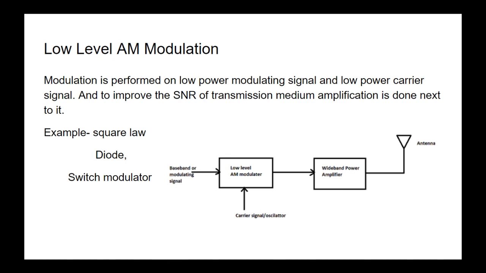The block diagram of low level amplitude modulation is shown in the figure. Here we do modulation of the baseband signal and carrier signal, which are at low power, and then we perform power amplification. After that we transmit it through the antenna.